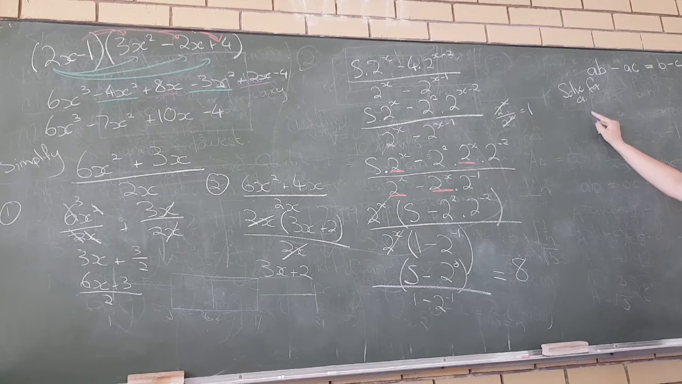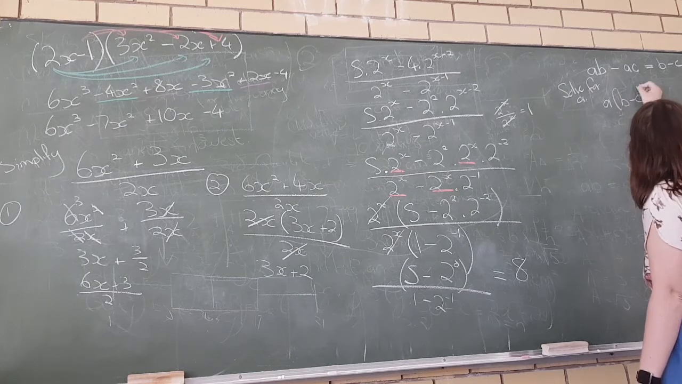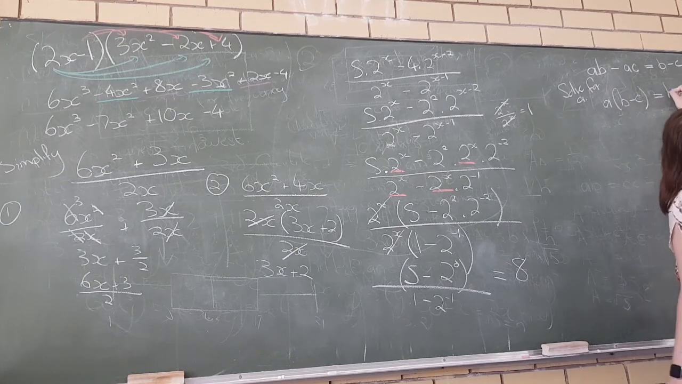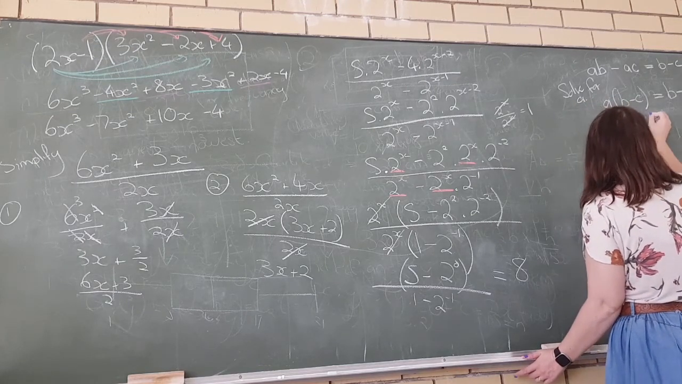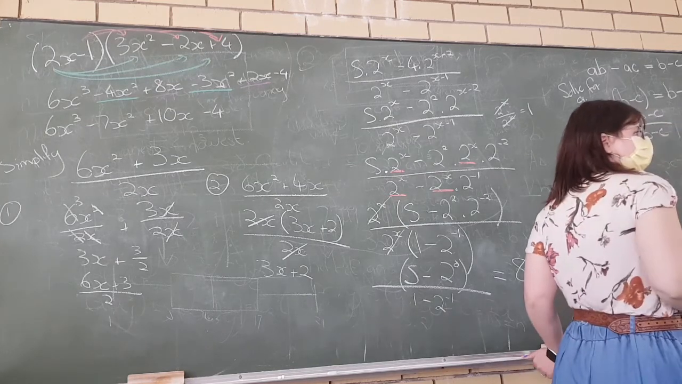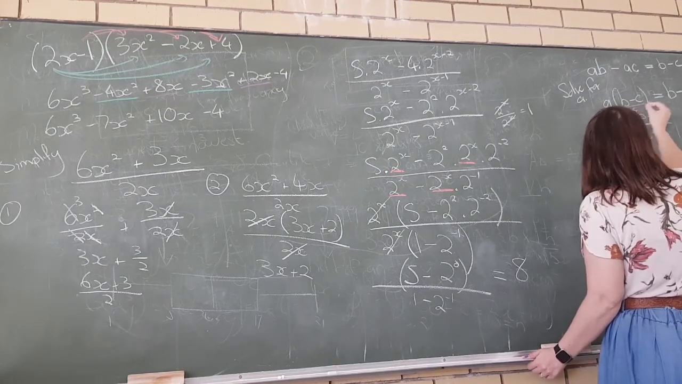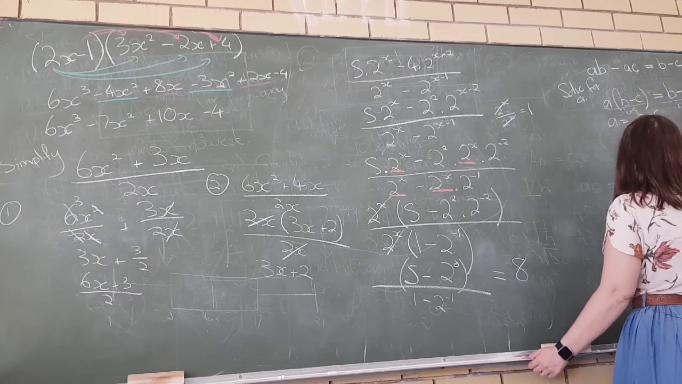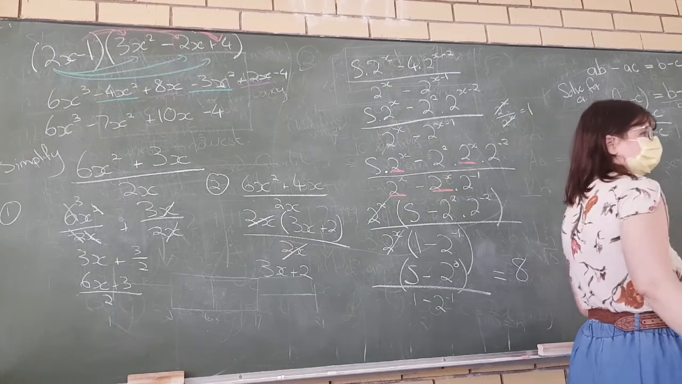Solve for A. So what's my first step here? I take out A. I said A, and I'm left with B minus C is equal to B minus C. So now I say A is equal to B minus C over B minus C. You see that? I divide both sides by B minus C. Okay. So A is equal to 1.